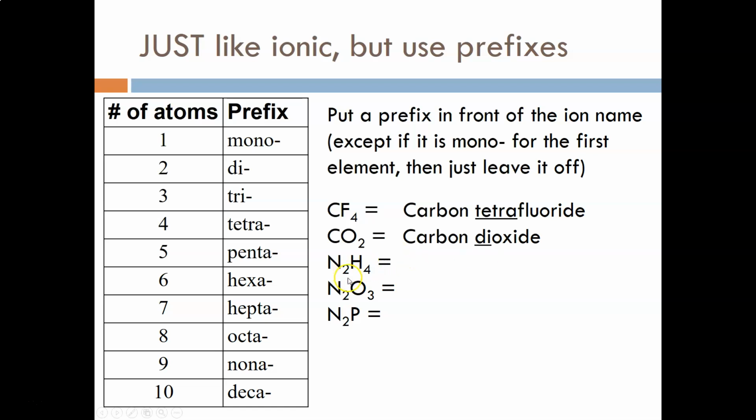Now careful with this one. This doesn't have 1 to begin with. This has a 2. There are 2 nitrogens here. So I'm going to say di-nitrogen, tetra, not hydrogen. I have to change the ending. The end always changes to ide. Di-nitrogen, tetrahydride. You try the last 2.